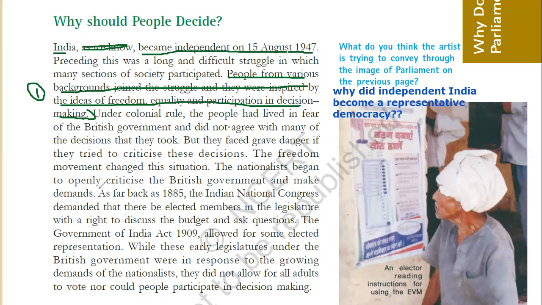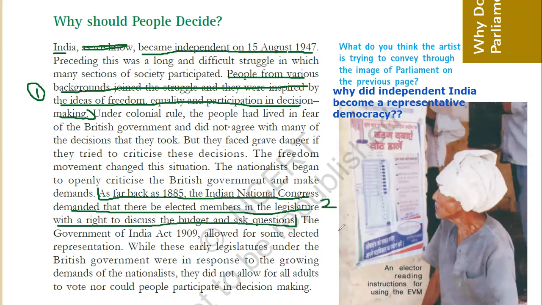The second point would be from lower down. As far back as 1885, the Indian National Congress demanded that there be elected members in the legislature with a right to discuss the budget and ask questions. This would be your point number 2. Point number 2 would read, as far back as 1885, the Indian National Congress demanded that there be elected members in the legislature with a right to discuss the budget and ask questions. So these will be the first 2 points.